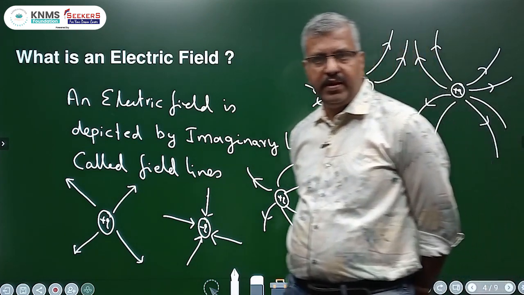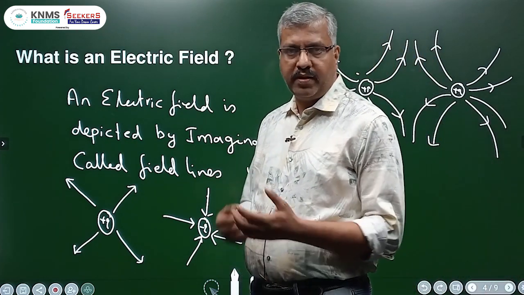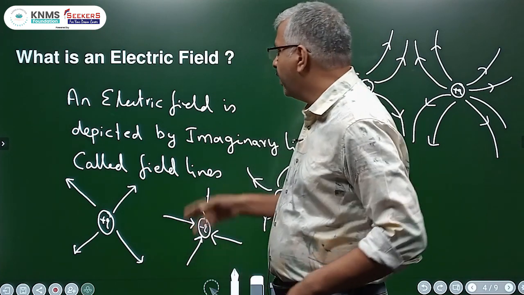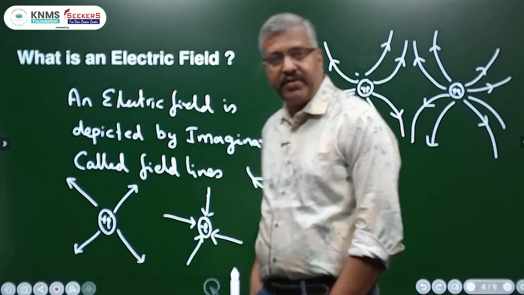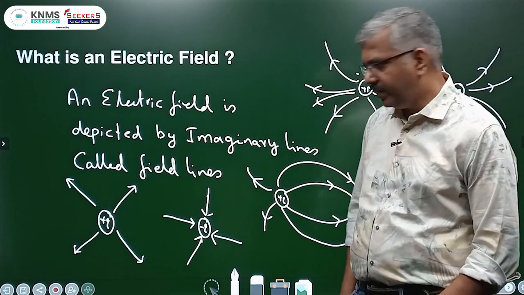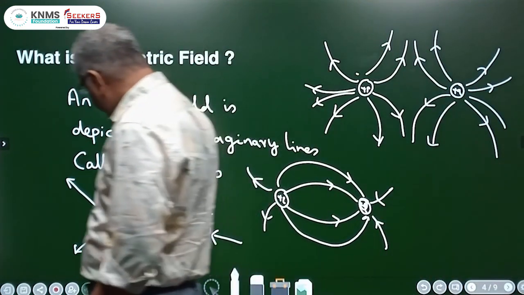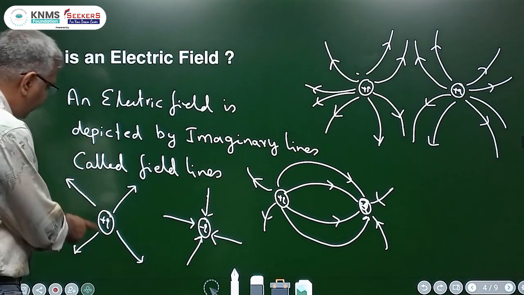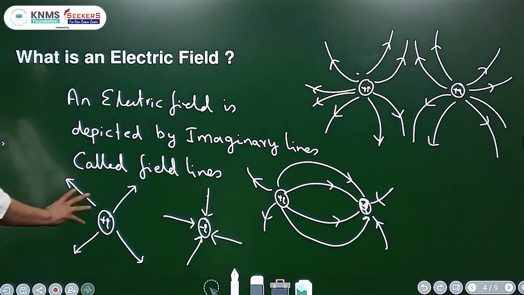Now, an electric field can be shown diagrammatically or graphically by means of imaginary lines which are called field lines. For example, if you have a positive charge here, the field lines look like this. These are radial and they move in all directions.